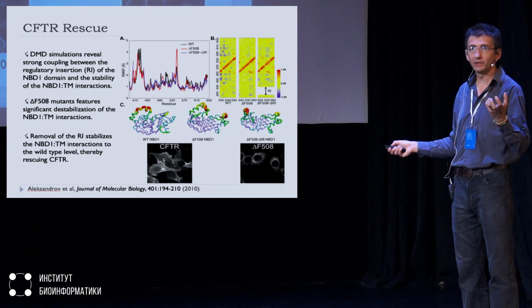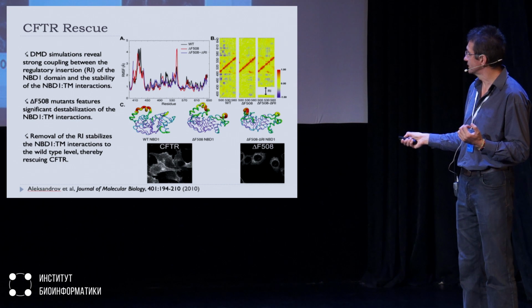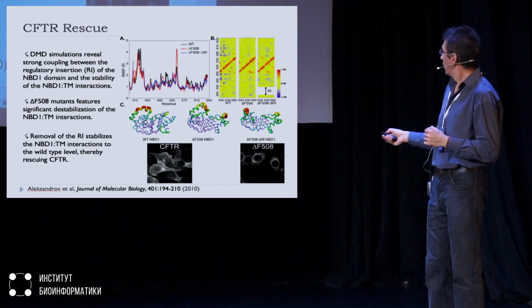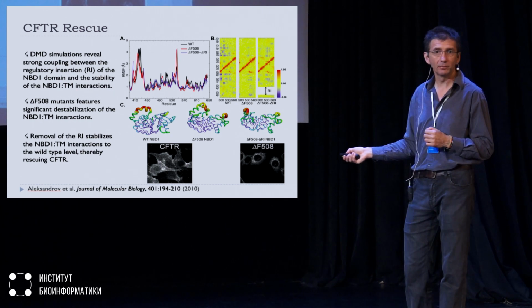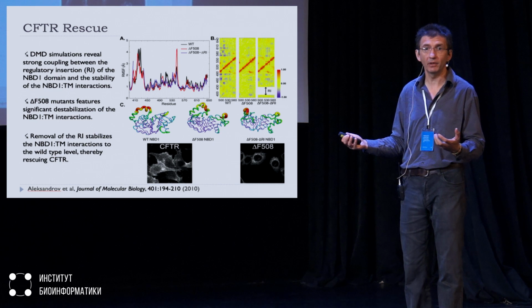And if you look at the wild-type CFTR, this is a protein where you have green fluorescent protein, GFP, attached. You see it's on the surface of the cell. It's in the cytoplasm too, but it's also on the surface of the cell. So this is a healthy cell. When you have a deletion of 508, there is nothing present on the surface. So the protein is internalized.